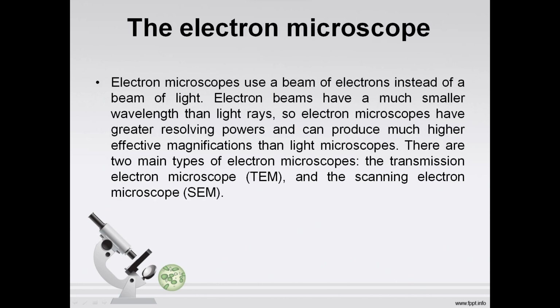The electron microscope. Electron microscopes use a beam of electrons instead of a beam of light. Electron beams have a much smaller wavelength than light rays, so electron microscopes have greater resolving powers and can produce much higher effective magnifications than light microscopes. There are two main types of electron microscopes: the transmission electron microscope and the scanning electron microscope.